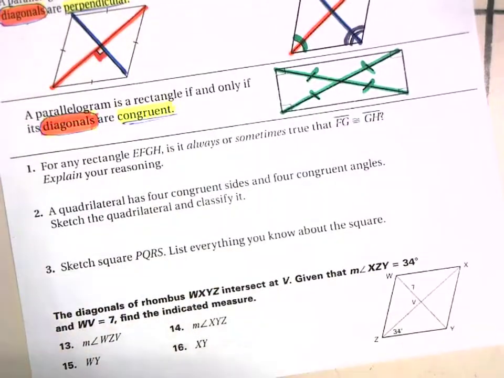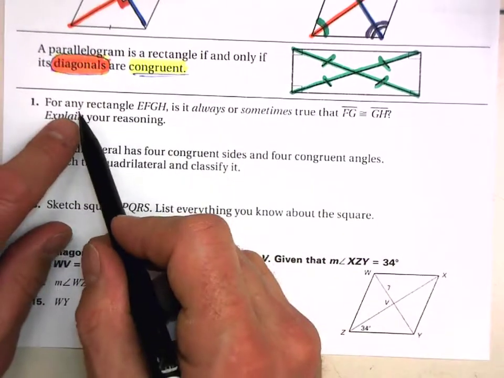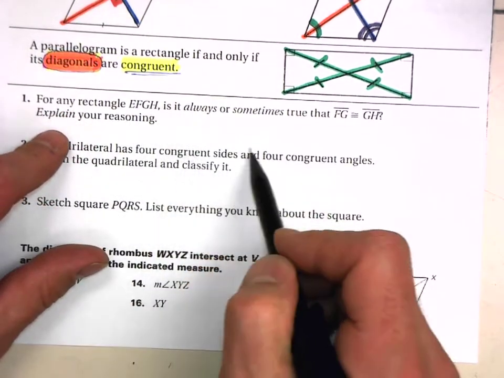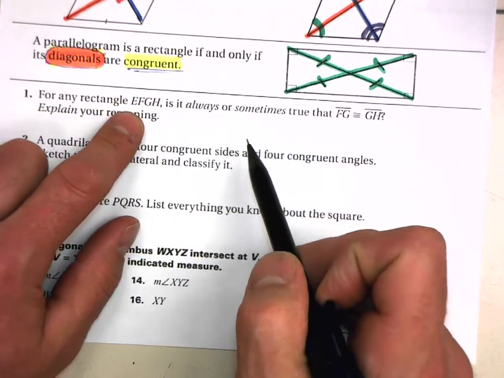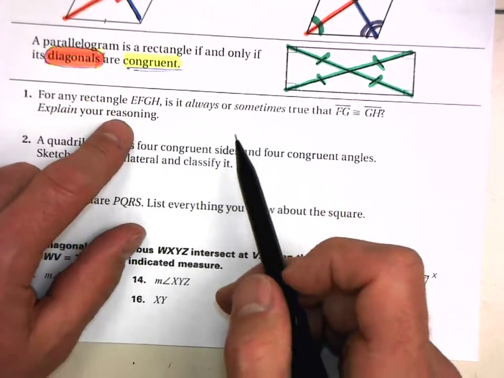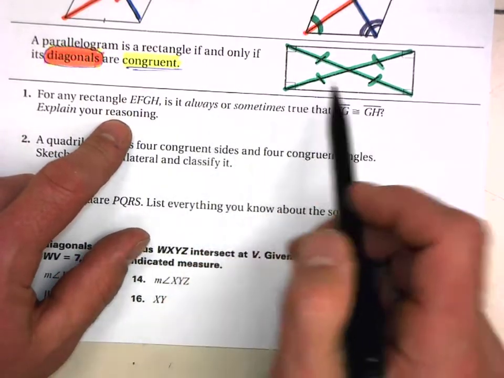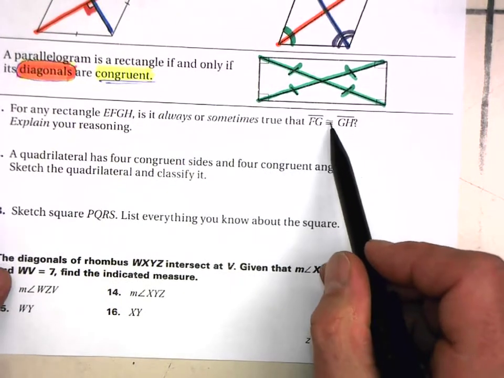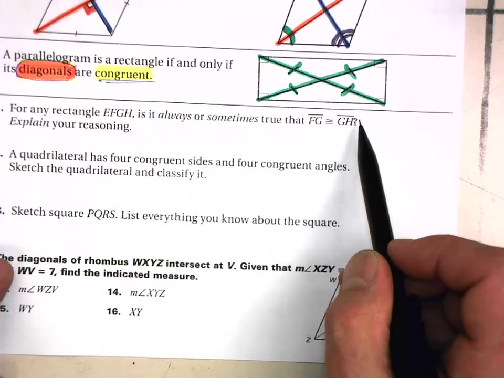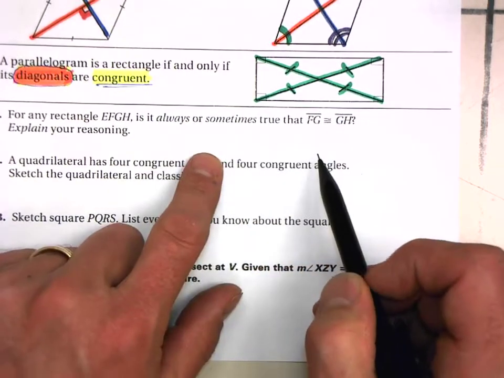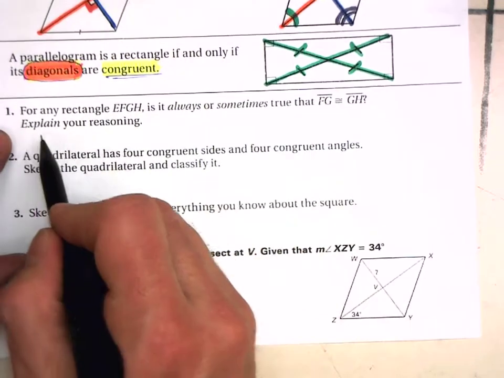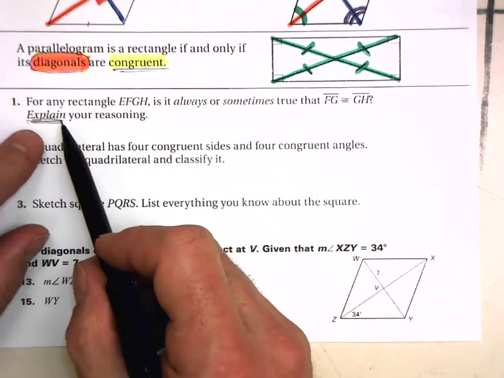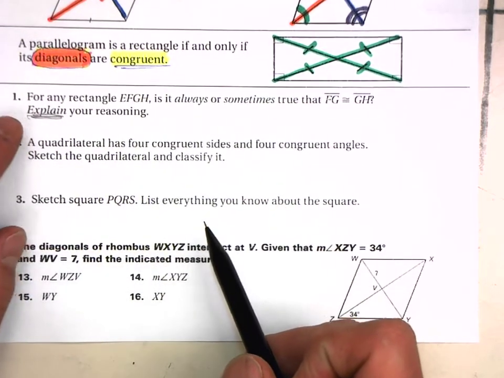So let's see, for any rectangle EFGH. Okay, same idea. Make sure that you draw somewhat like a rectangle here, and then label it like we talked about with that rhombus that I did just a minute ago. Is it always true, or is it sometimes true that segment FG is congruent to segment GH? I'll let you draw your diagram and take a look at that. And don't just say always or sometimes. Explain. Give me a sentence. Jose, and also all the rest of you, give me a sentence for that, explaining your reasoning.